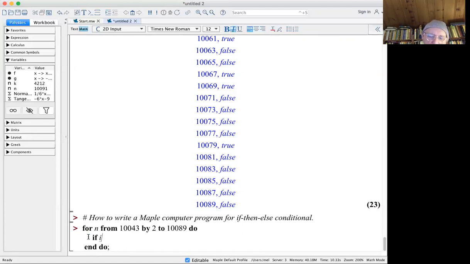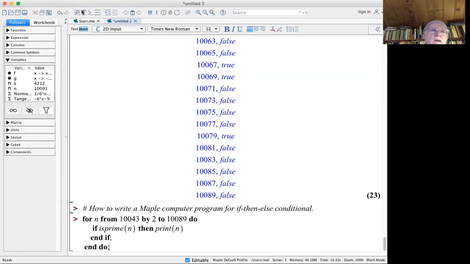If is prime n, then. So this is prime is a function which takes on the values true or false. Those are the only values it can take on. So this says if it is a true statement that n is prime, then I want to write out n is prime. So let me try print. I'm not sure this is the right command. Print n. And then I have to end my if section with an end if.